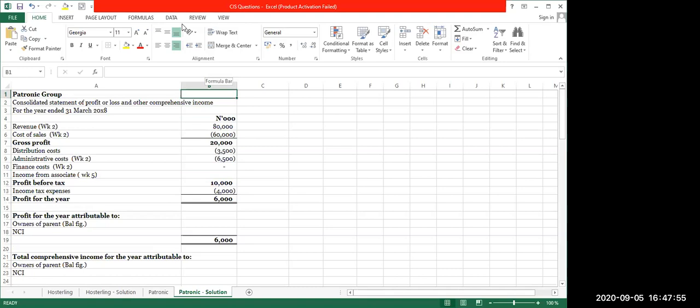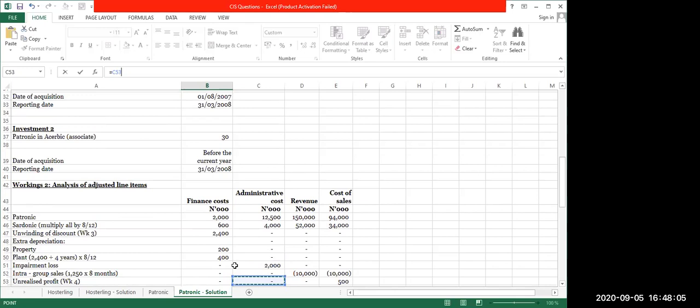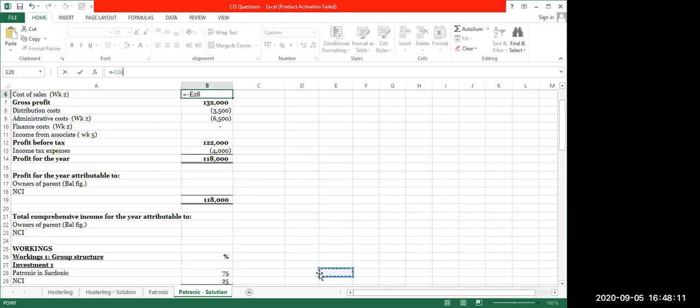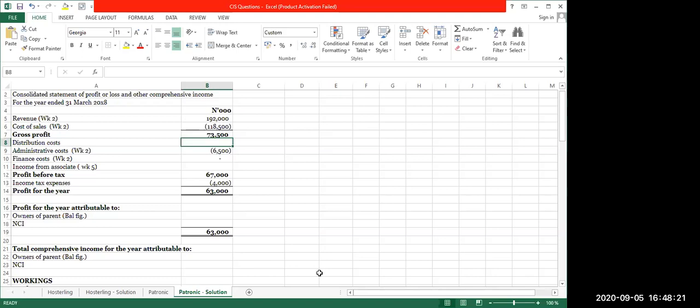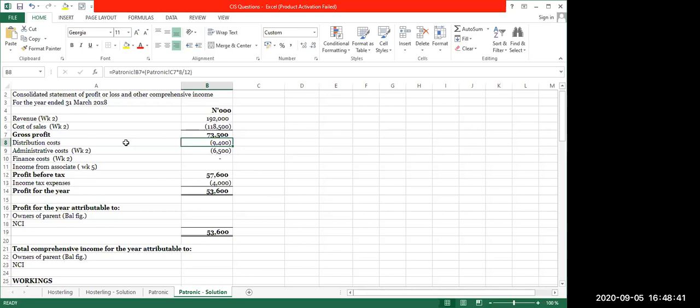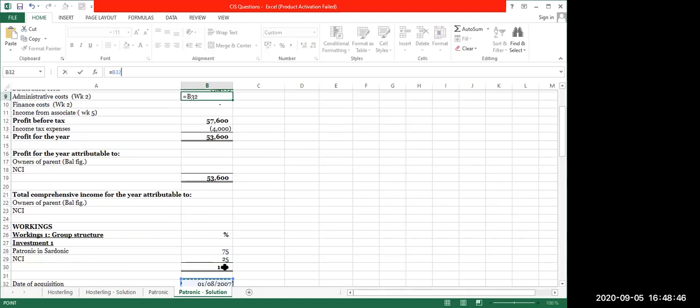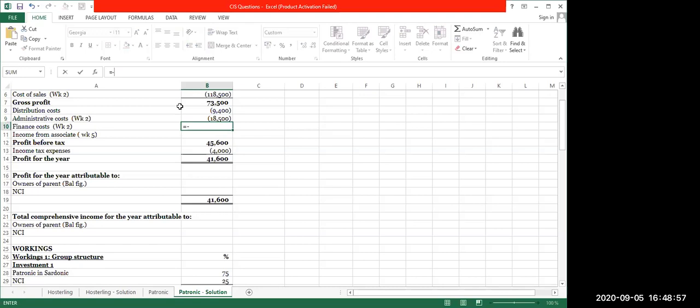So we move. Since my revenue is in working two, I will just go to working two to pick it up. My cost of sales is also there. I do the same thing. Go to working two to pick it up. My distribution cost was not adjusted, so I will go and pick it up manually. I will simply say this guy plus, remember I have to prorate it times 8 divided by 12. My administrative cost was adjusted, so I will go to working two. My finance cost was also adjusted, so I would go to working two again.